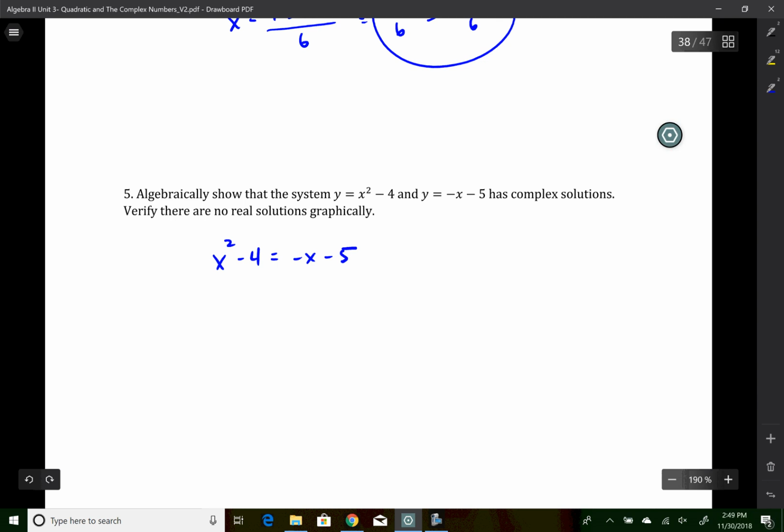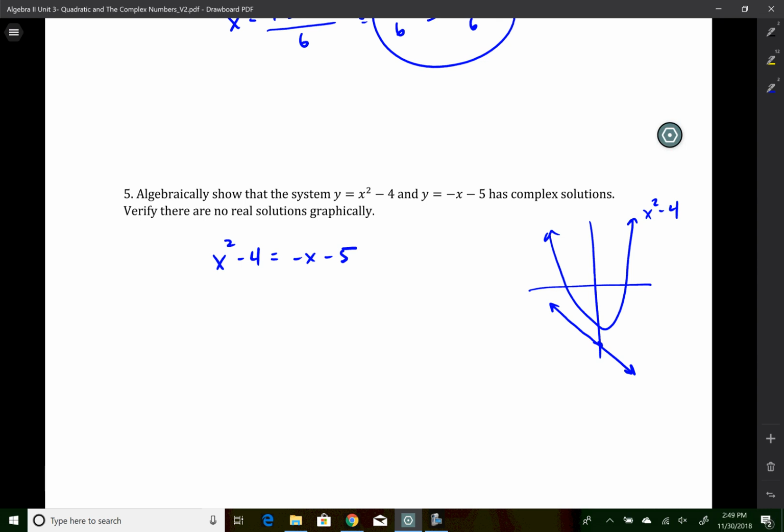Now, if I graph that, let's just think about what the graph of that looks like for a minute. I'm just going to do a quick sketch here. So here is your x squared minus 4 graph, and negative x minus 5 is going to look like this. So if you were to graph those both on your graphing calculator, you're going to get two things that never intersect each other. So if I add all this stuff to the same side, I have x squared plus x plus 1 equals 0, not factorable.